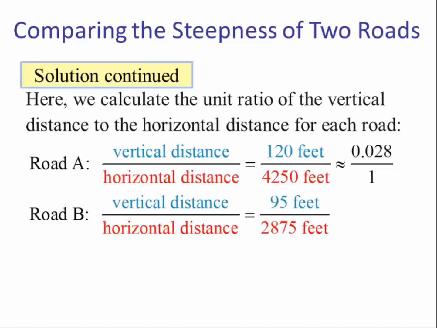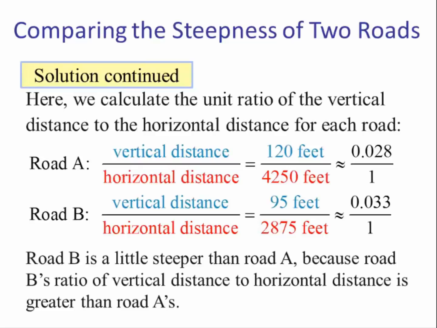Again, the units cancel, feet cancel, and we're left with 0.033 when we take 95 and divide it by 2,875. So we see road B is a little steeper than road A because the ratio is larger than this ratio.